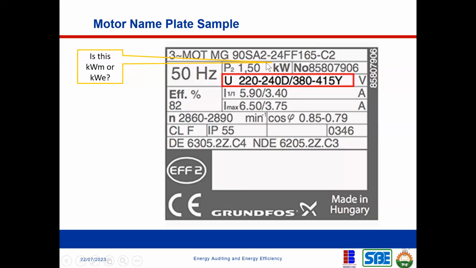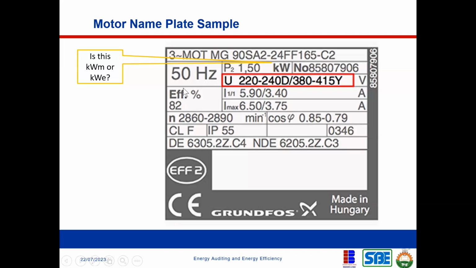But they gave you the kilowatt of this motor. It is 1.5. So now the question is, is this kilowatt mechanical or kilowatt electrical? I hope everybody understands this already. What is this 1.5 kilowatt? Kilowatt mechanical or kilowatt electrical? Someone unmute yourself and speak. Kilowatt mechanical. Thank you very much. So you can mute yourself now.